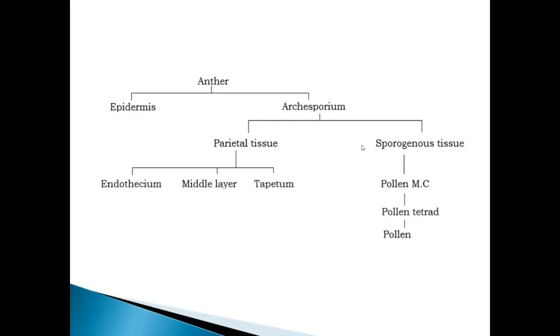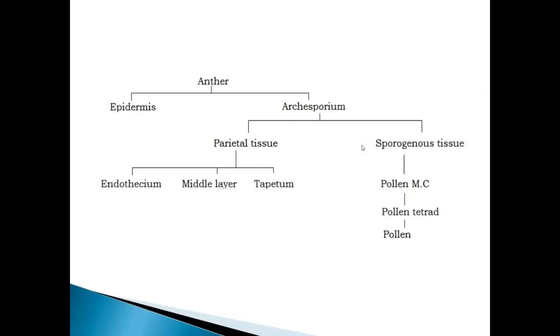When we enter into the microsporangium or pollen sac, the anther consists of four layers. One is the epidermis, and the second is the archesporium.